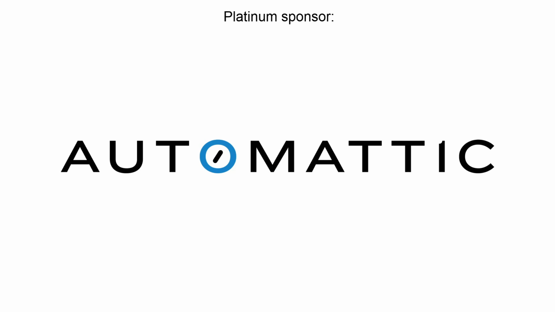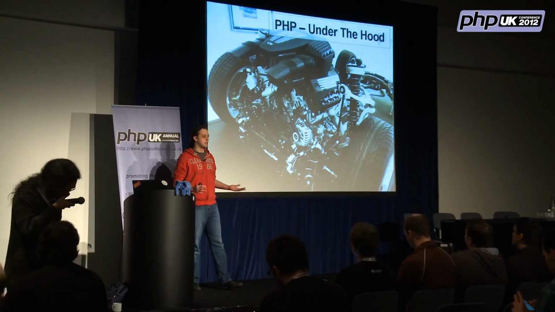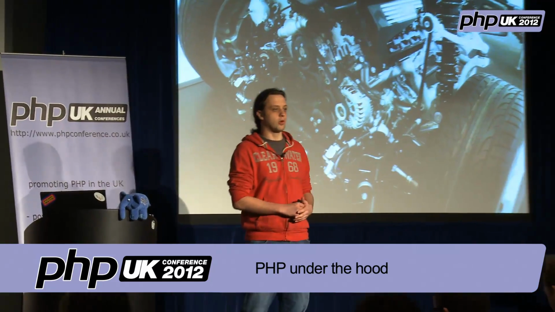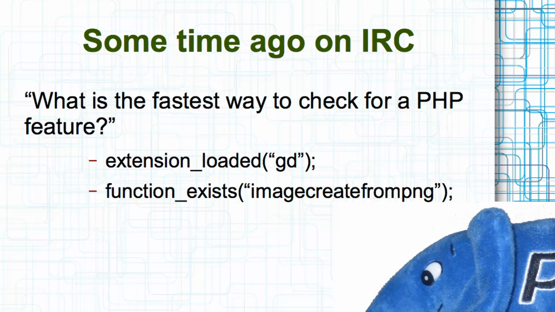Thank you. So this talk is about PHP under the hood, trying to explain a little bit how PHP works, what it's doing. The idea for this talk came from some IRC discussion where someone asked which of these two ways to check for a feature is faster: is it faster to use extension_loaded or function_exists?